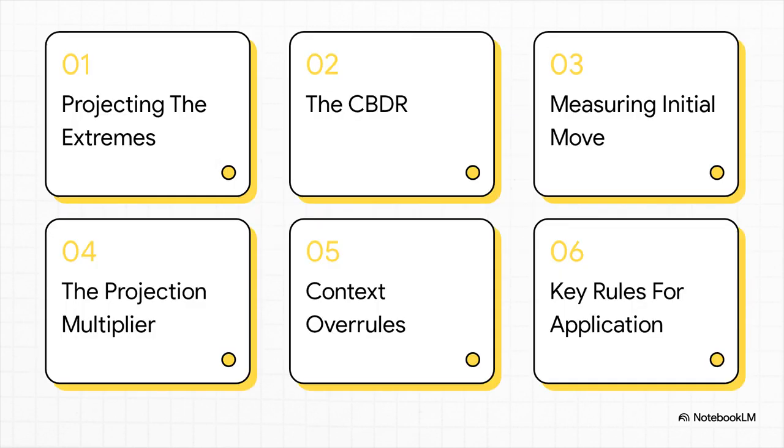So here's our roadmap. We're going to start with the big idea of projecting the day's extremes. Then we'll get into the absolute foundation of this whole thing, the central bank dealer's range. From there, we'll see how to measure the market's first move and use that as a projection tool. And most importantly, this is key. We'll talk about why market context always beats pure mechanics. And then we'll wrap it all up with a clear set of rules you can actually apply.